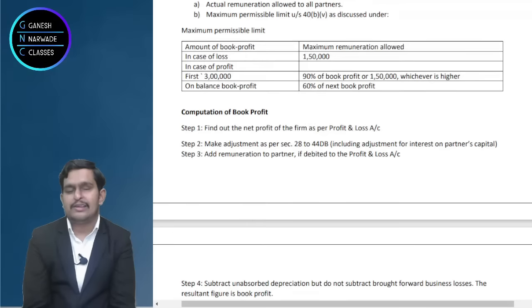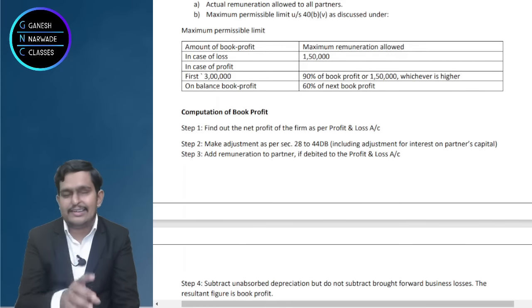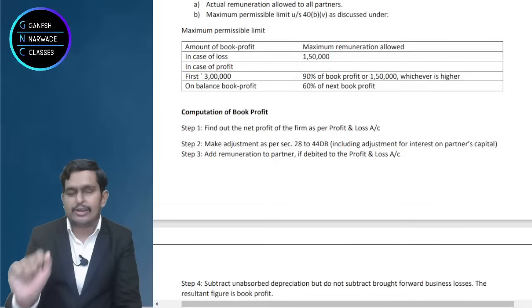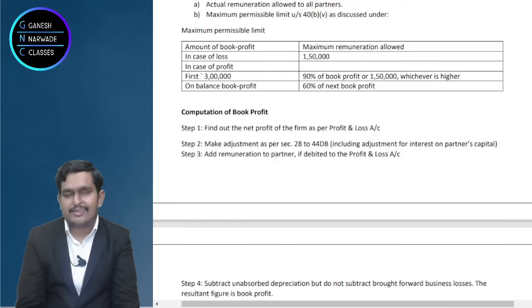Cash payment beyond 10,000 is not allowed. So if it is debited to P&L, then add back. Any expenditures which are allowed on cash basis, if they are due, then if debited to P&L account, we will treat it as wrongly debited. So add back. Like that, in section 28 to section 44, there are so many things which we already discussed, just try to recollect some of them. Step 2 is over.